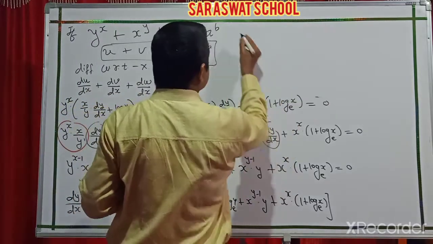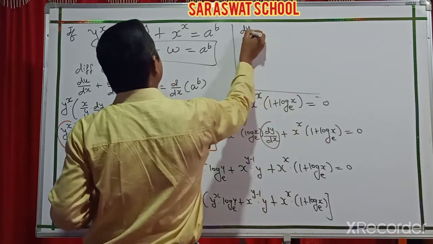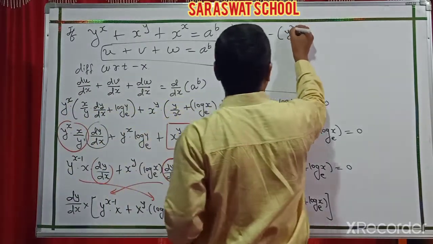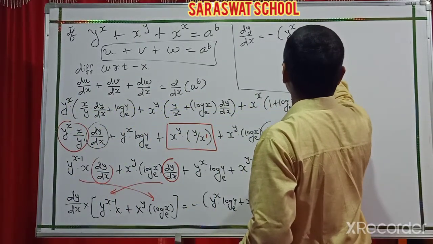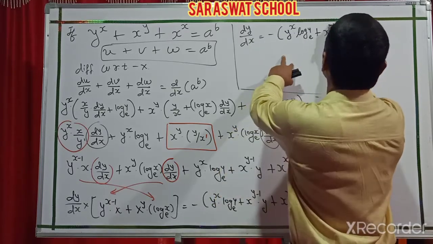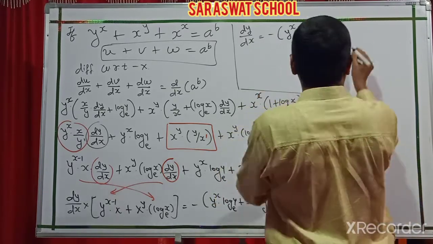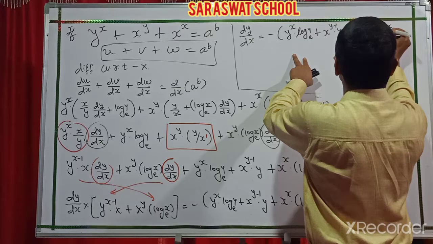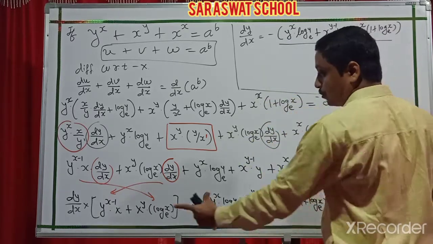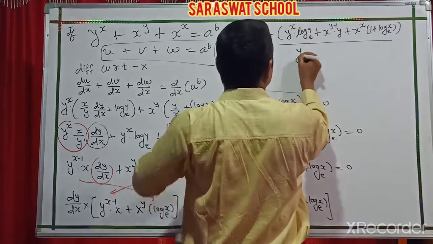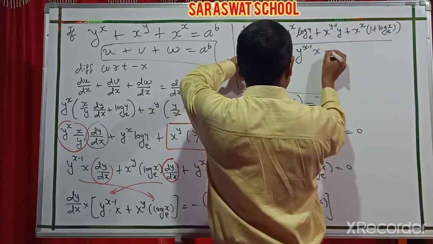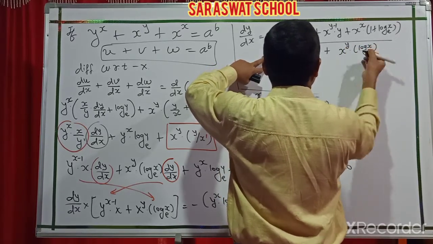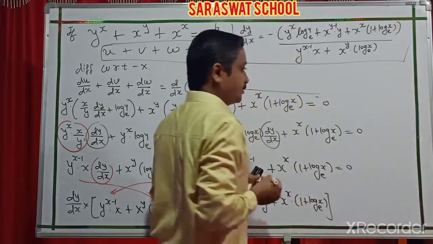So what is dy by dx? Yes, dy by dx is equal to minus, and these are as they are, so write very carefully: y raised to x log y base e plus x raised to y minus 1 into y, plus x raised to x into 1 plus log x base e, upon the total case to divide there: y raised to x minus 1 into x plus x raised to y into log x base e. And here we are done, students, this is our textbook answer.